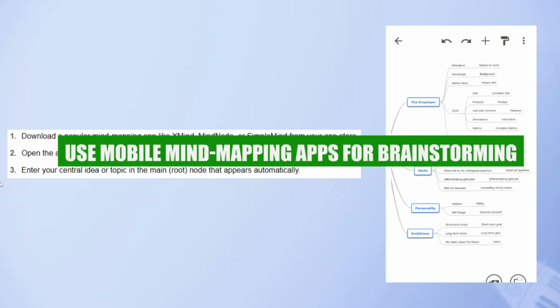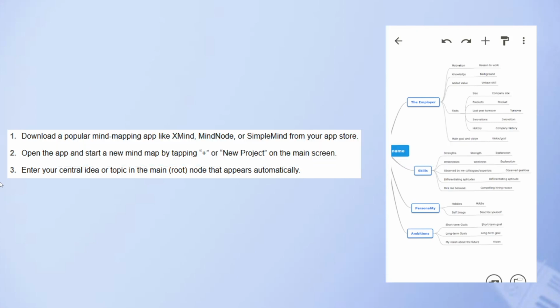In this video, we will guide you through a step-by-step process on how to use mobile mind mapping apps for brainstorming. Download a popular mind mapping app like Xmind, MindNode, or SimpleMind from your app store. Now, open the app and start a new mind map by tapping plus or new project on the main screen.